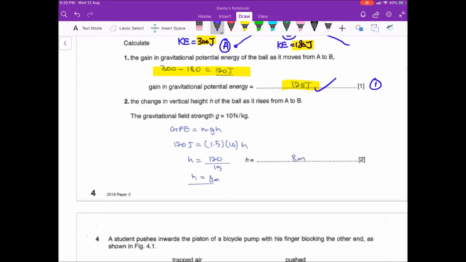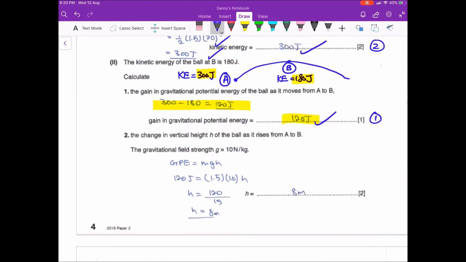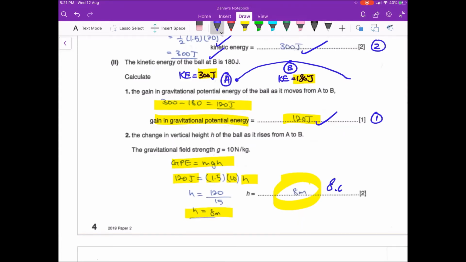Change in vertical height. So basically the gain in GPE, which is here, oops, sorry, the gain in GPE over here will give rise to the gain in height. So very good, give the formula, sub in the right value. Okay, very good. Okay, 2SF, poor thing, like that he doesn't get the 2 marks.